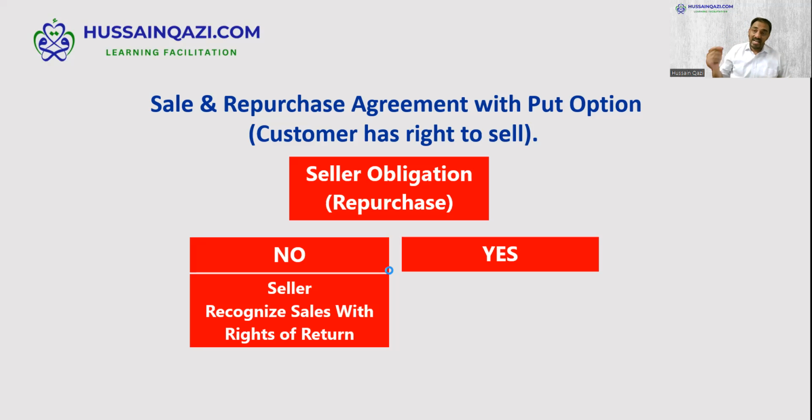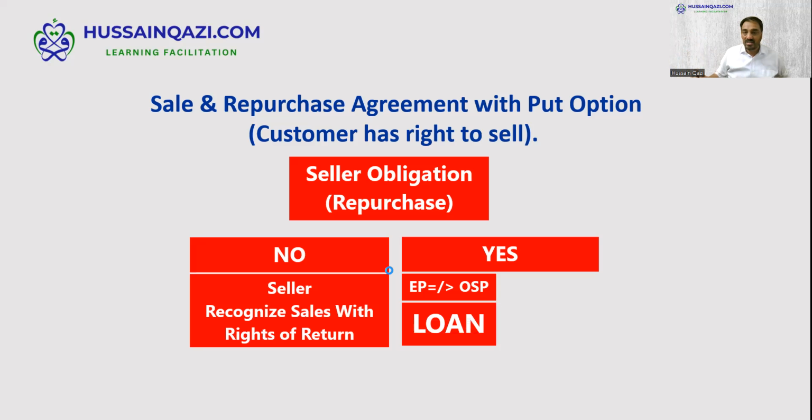But on the other hand, at the transaction date, if there is an expectation that the put option will materialize, we need to assess whether the exercise price (EP) is equal to or greater than the original selling price (OSP). If exercise price is equal to or greater than the original selling price, the seller will not recognize the sale, but the transaction will be recorded as a loan.